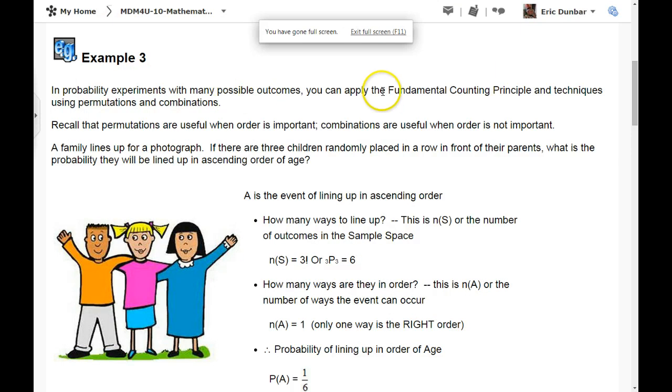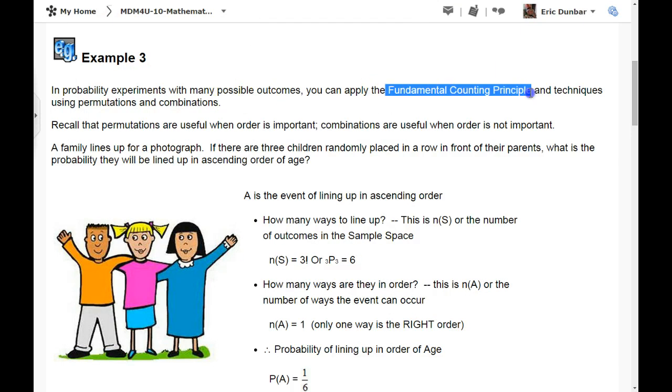We can also use the fundamental counting principles and the permutations and combinations to get at theoretical probability. Remember that permutations have an order that is important, while combinations do not have an order that is important. They don't care about order.